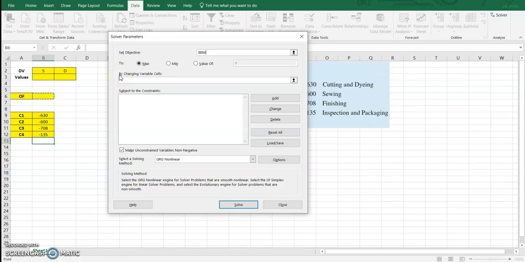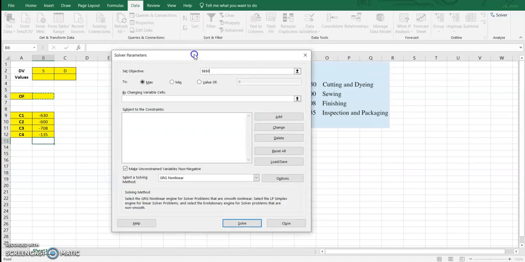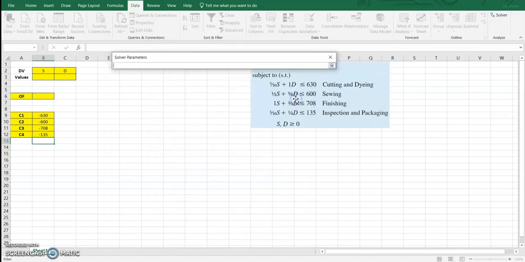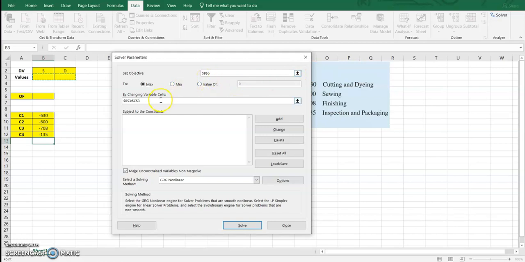And other things, it asks you for changing variable cells. It asks you about the decision variables. When you want to go for decision variables, the values are here. So you got them? So here you are introducing decision variables to your solver, and it exactly knows because it has the address. Decision variable 1 name is S, decision variable 2 name is D.